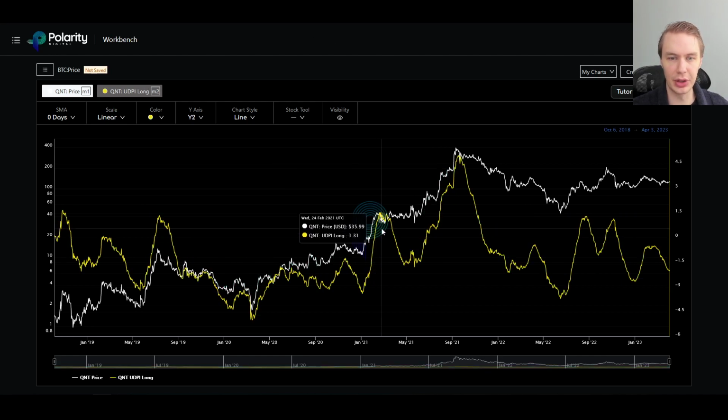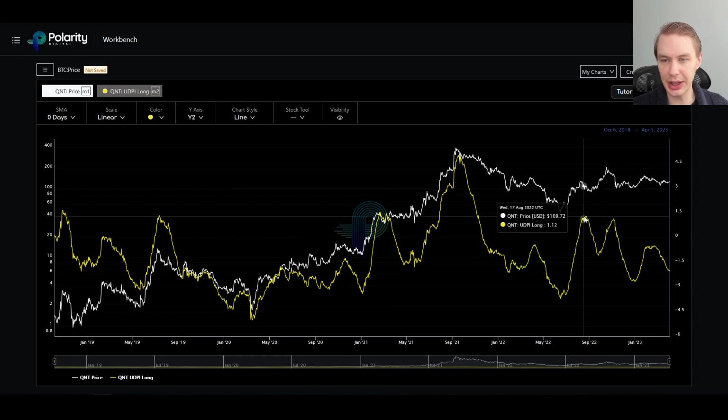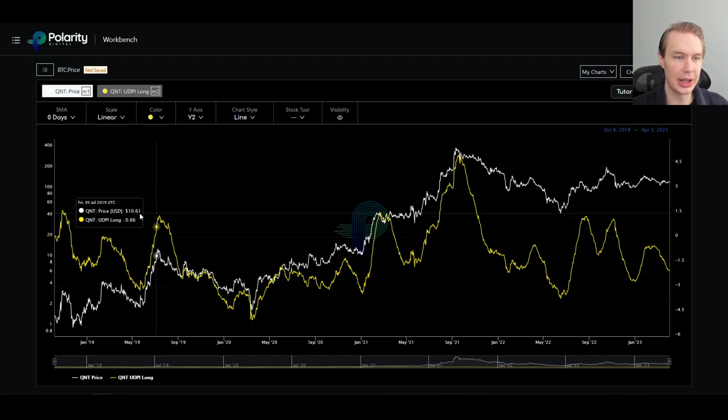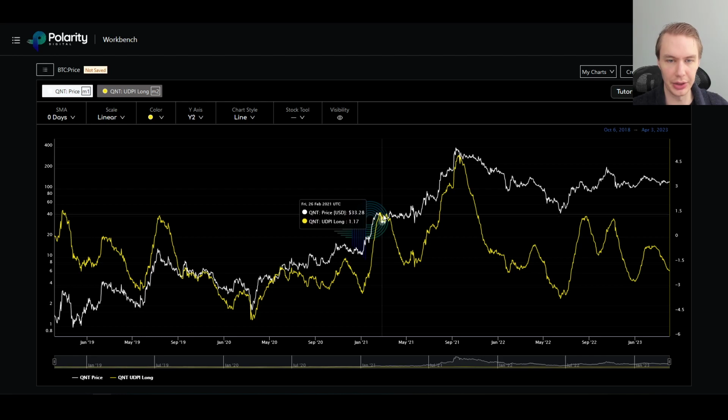So let's talk about the long-term UDPI for Quant also. As I mentioned, this is months to multiple months, much more macro in its focus. You can see that we had gotten quite elevated through this whole run here, with the long-term UDPI getting up to about 1.3 and about 1, which, as you'll note, has often served as local tops in the past for Quant on the long-term UDPI.